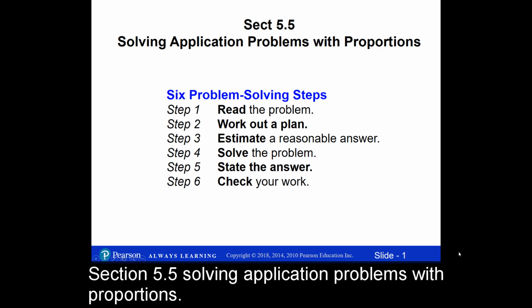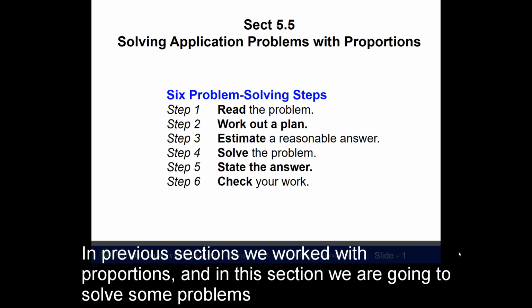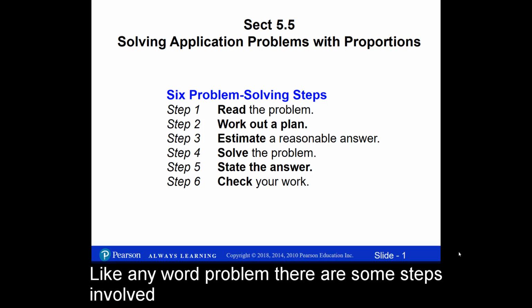Section 5.5, Solving Application Problems with Proportions. So in the previous two sections we've been working with proportions. In this section we're going to actually solve some problems using proportions.